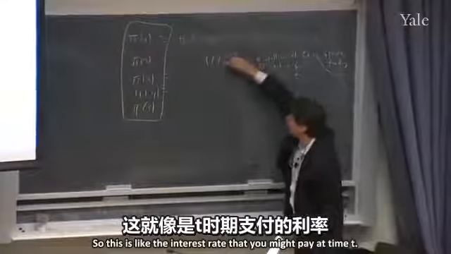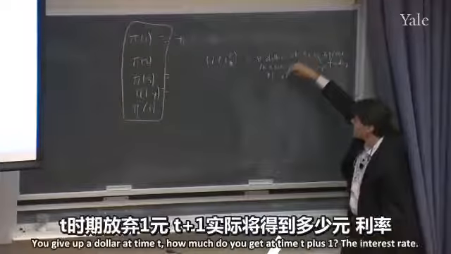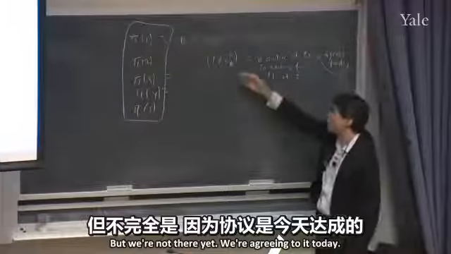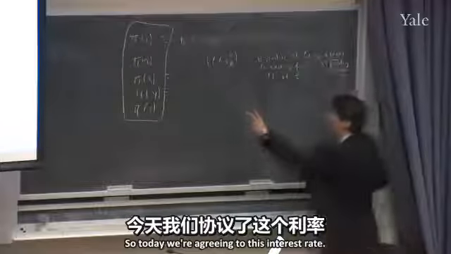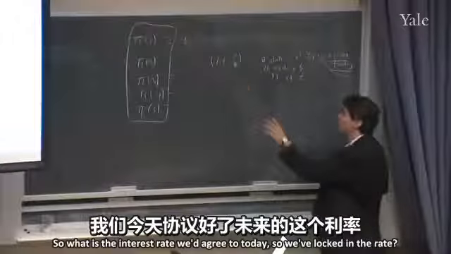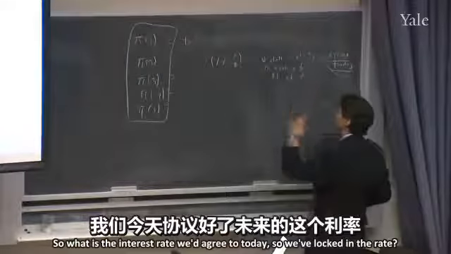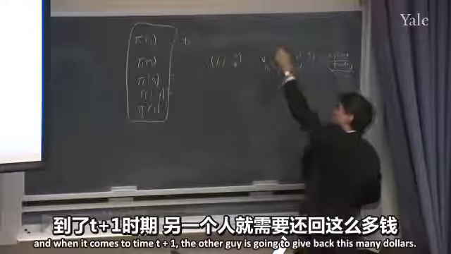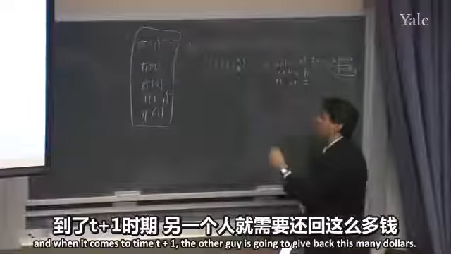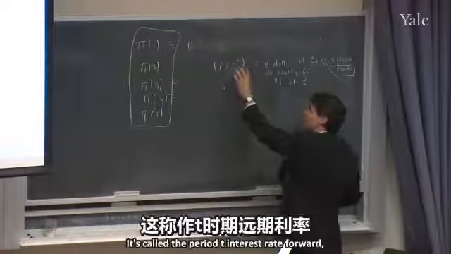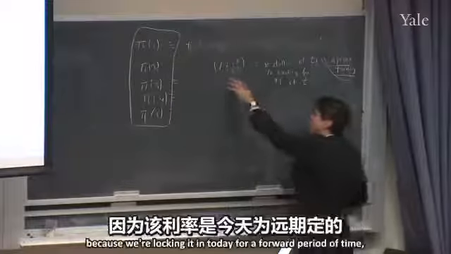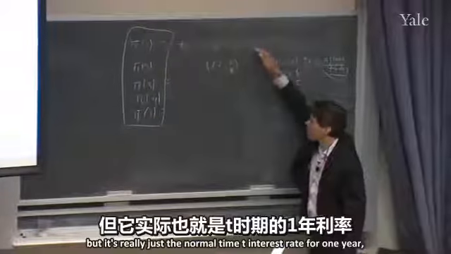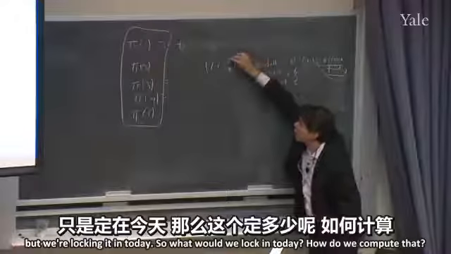So this is like the interest rate that you might pay at time t. You give up $1 at time t, how much do you get at time t plus 1? The interest rate. But we're not there yet. We're agreeing to it today. So what is the interest rate we'd agree to today? We've locked in the rate. When it comes to time t, one guy's going to hand over the dollar, and at time t plus 1, the other guy's going to give back this many dollars. It's called the period t interest rate forward, because we're locking it in today for a forward period of time. It's really just the normal time t interest rate for 1 year, but locked in today. So what would we lock in today?